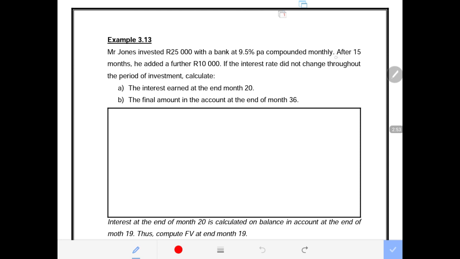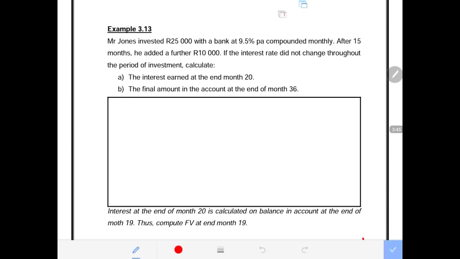We are further told that after 15 months, at the end of the 15th month, he added 10,000 rands in the account. That means he invested an additional 10,000 rands. So there's 25,000 that was invested, and 10,000 that was also invested 15 months down the line. It says the interest rate did not change throughout, so during the entire period this gentleman earned interest of 9.5% per annum. Now we are required to respond to the following question.